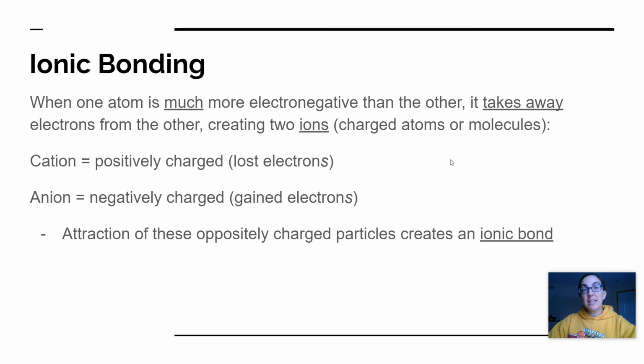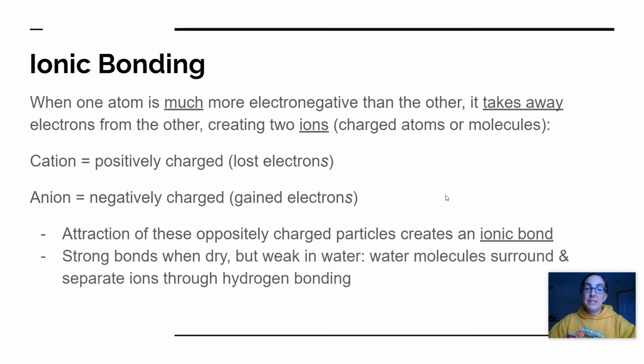When these two attract each other, that forms an ionic bond. So that's an attraction between two particles, either atoms or molecules, that are actually charged. These bonds are really strong when they're dry. They're actually stronger than covalent bonds then.